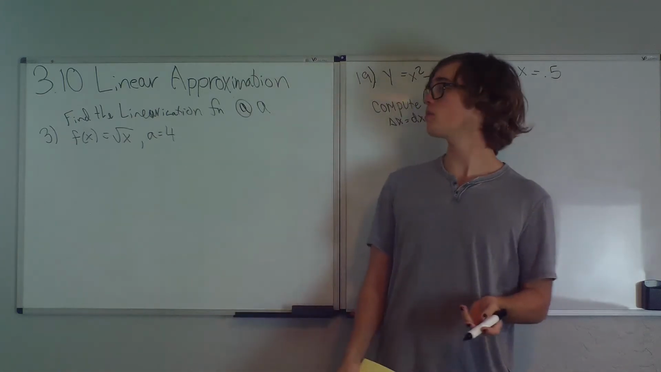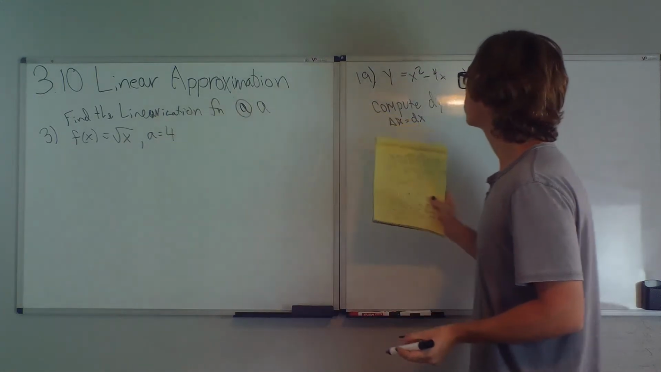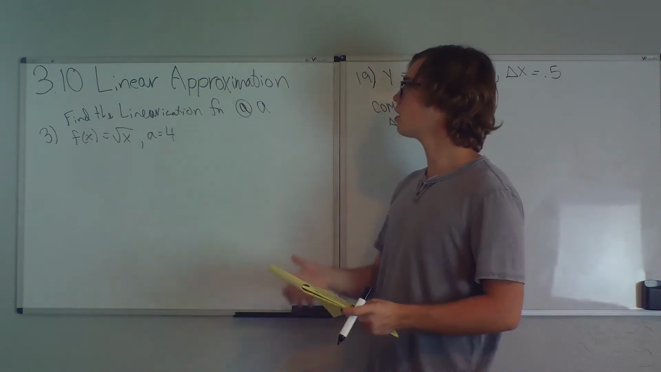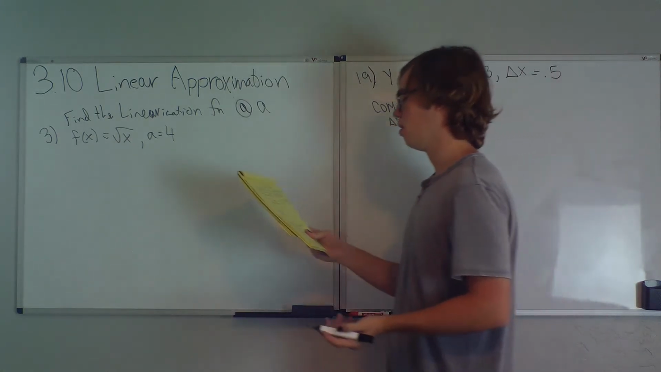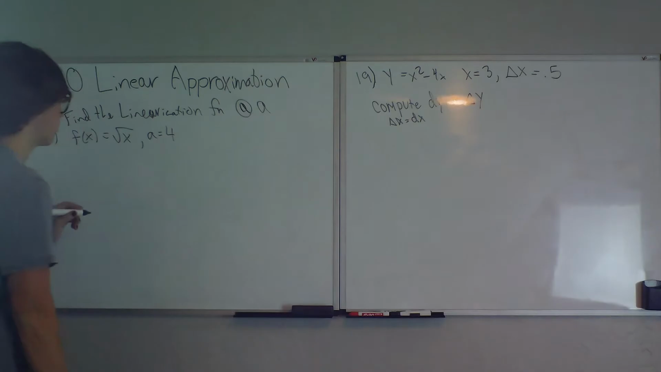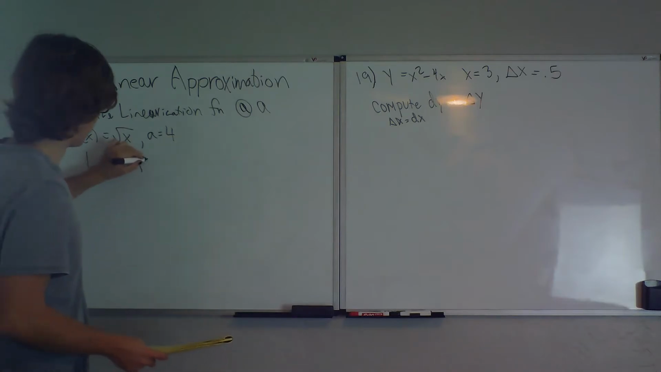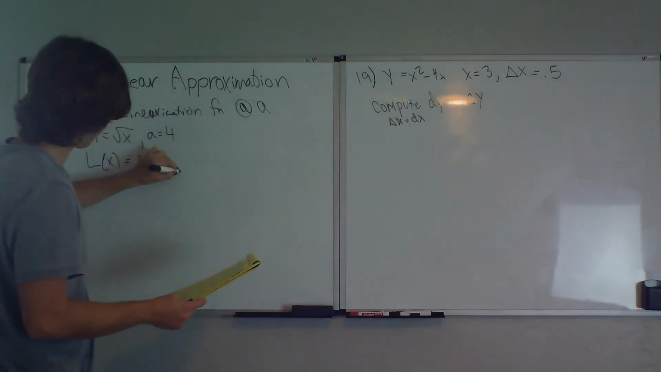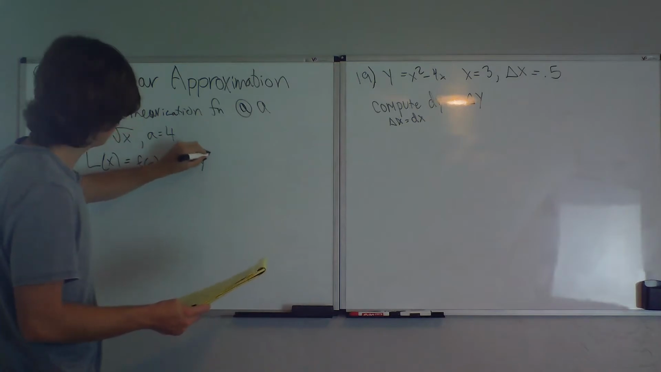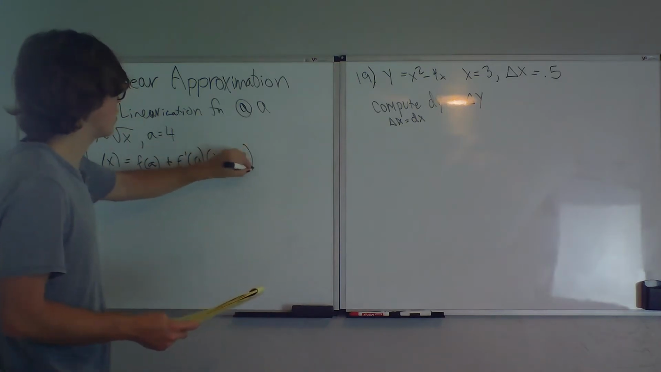Now on to the practice problems. We're going to be doing number 3 and number 19. This says, find the linearization function at a. Well, what is our linearization function? L of x is equal to f of a plus f prime of a times x minus a.